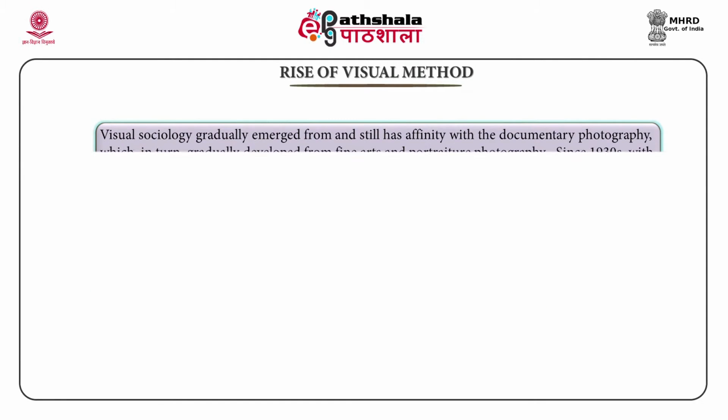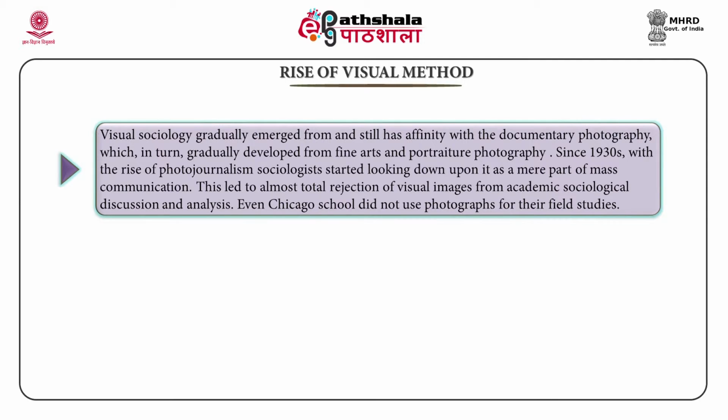Visual sociology gradually emerged from and still has affinity with documentary photography, which in turn gradually developed from fine arts and portraiture photography. Since the 1930s, with the rise of photojournalism, sociologists started looking down upon it as a mere part of mass communication. This led to almost total rejection of visual images from academic sociological discussion and analysis. Even the Chicago School didn't use photographs for their field studies.